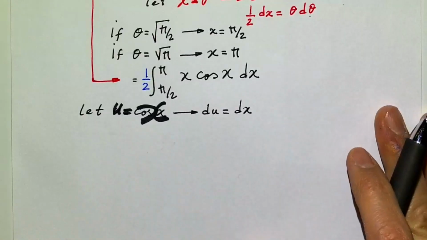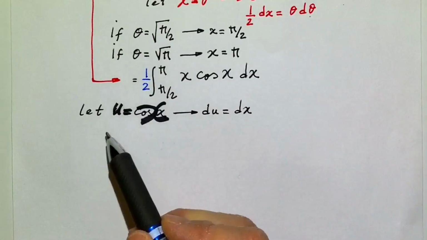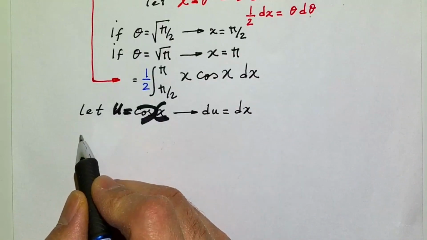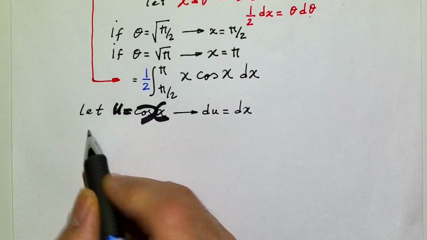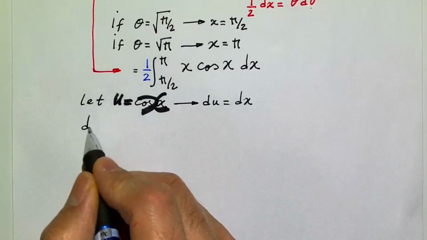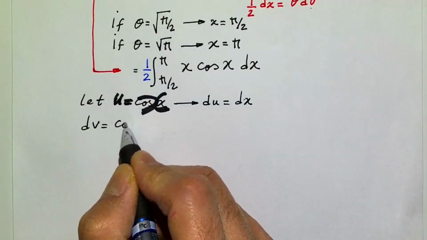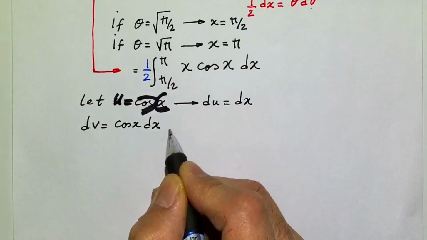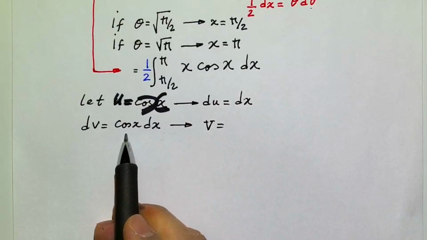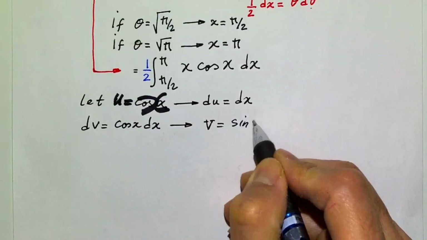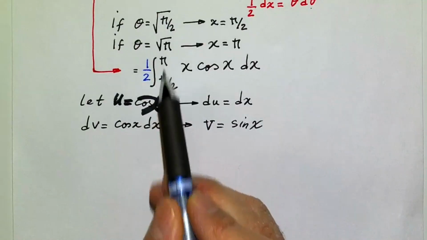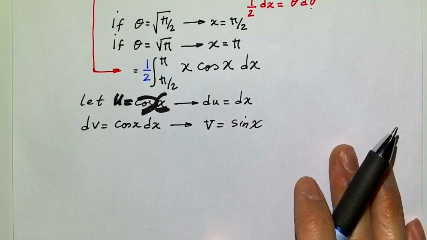Then next on the order of priority for use in the integration by parts would be picking the dv, which would be the rest of this, right? It would be cosine of x dx. So dv equals cosine of x dx. Therefore, v would be simply sine of x. Okay? And with the new integration limits, of course, coming from our substitution.